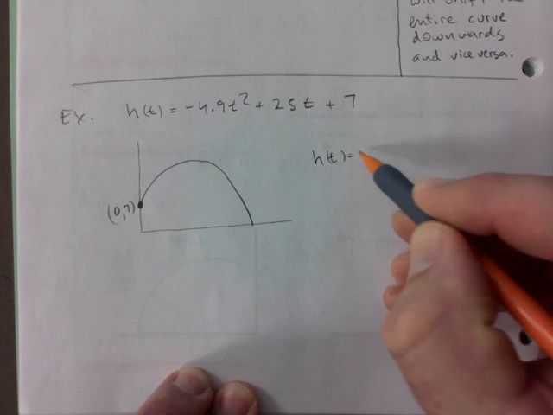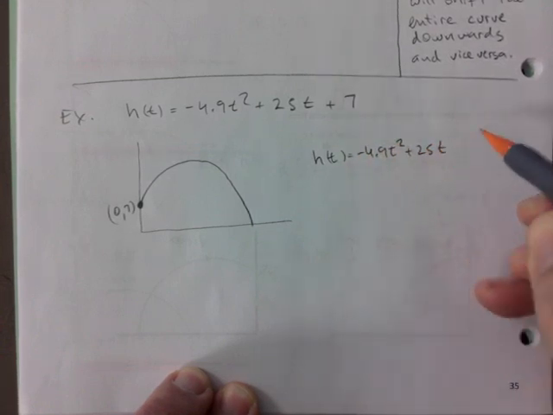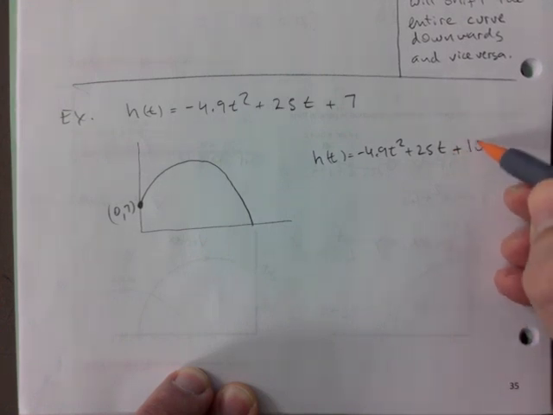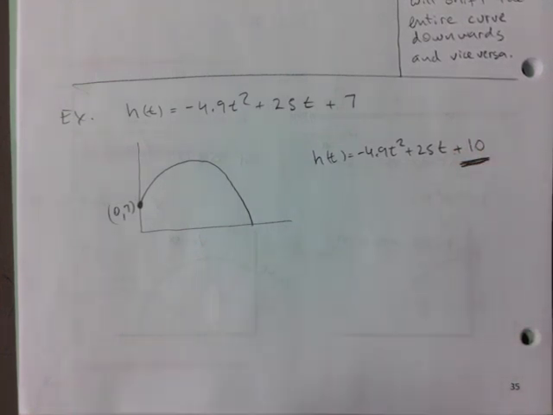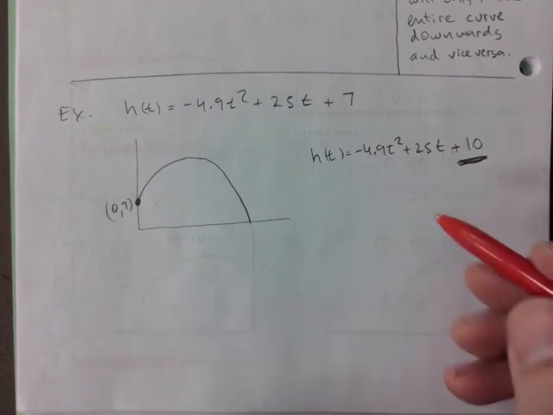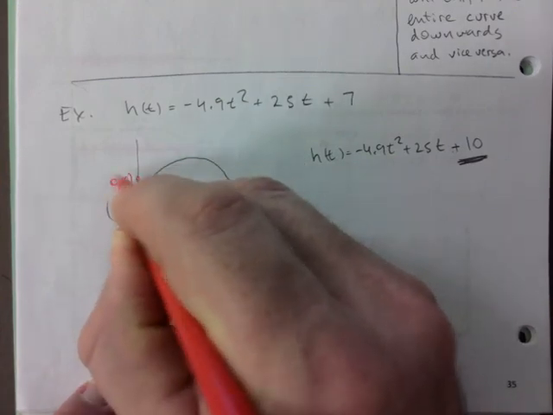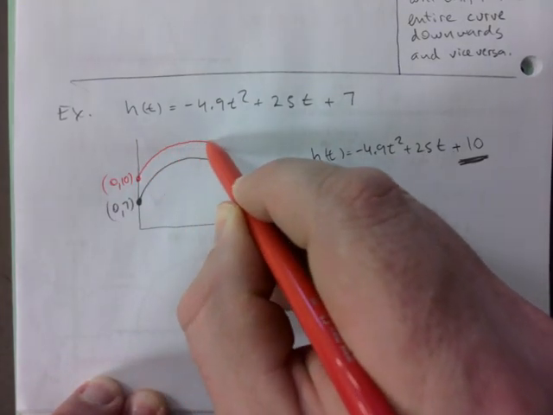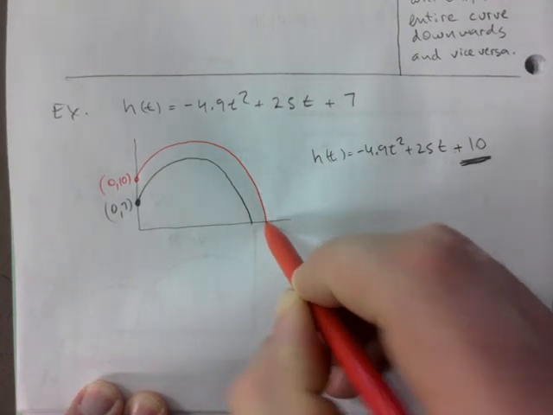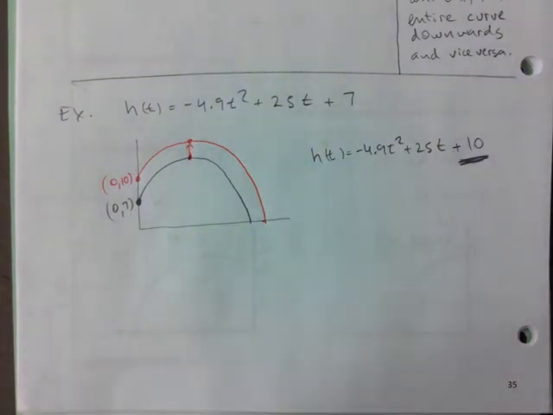H of t, I'm going to copy the exact same equation, but now I'm going to go plus 10, let's say. Plus 10. So everything else is the same, but C is increased. We will now have, I'll use red for this line. You would start at 0, 10, and the entire curve would be higher up. So every single point, even the vertex, has been increased to it being higher now.